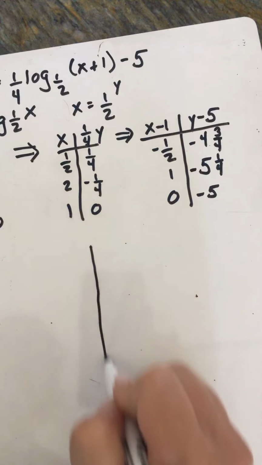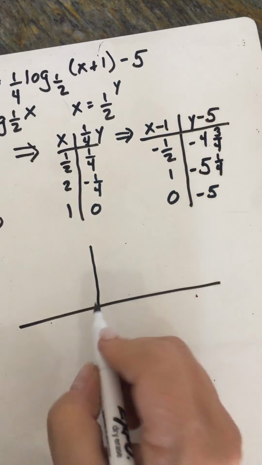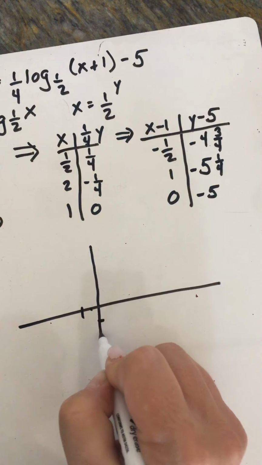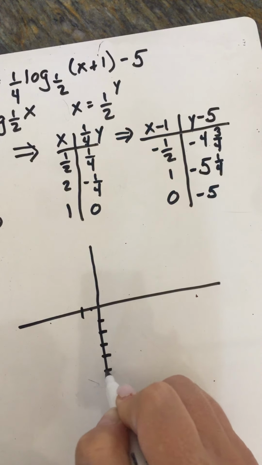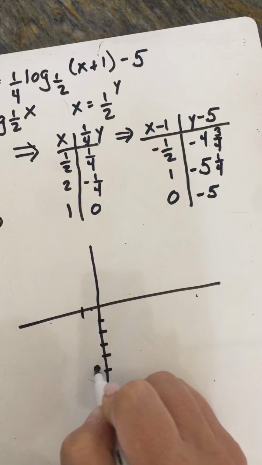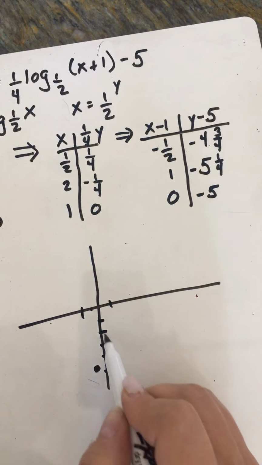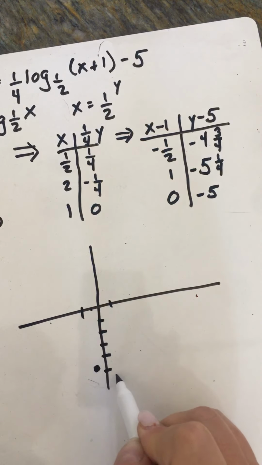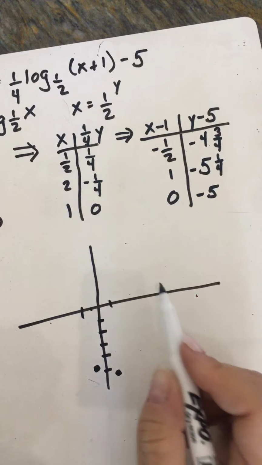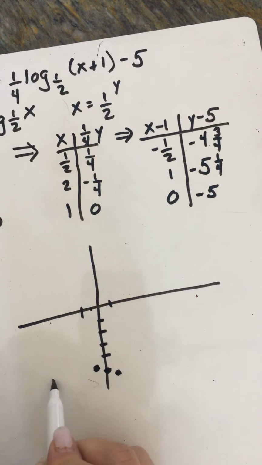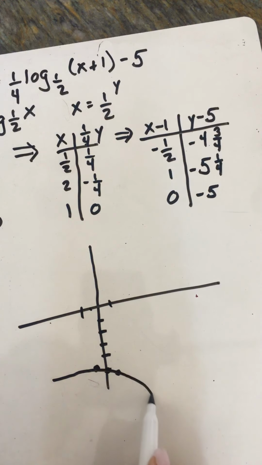And then we'll graph. Here we go. -1/2, so right there, and then -4, 1, 2, 3, 4, and then almost to 5. 1, -5 and 1/4. 1, 2, 3, 4, 5, and a little bit more. And then 0, -5. So it looks like that.